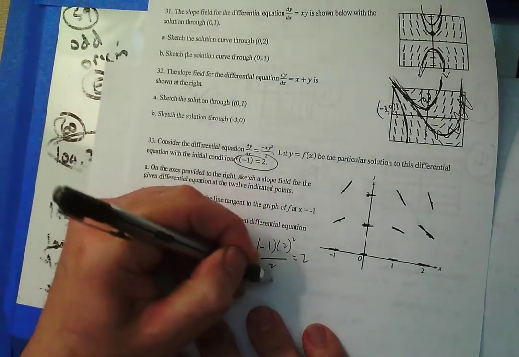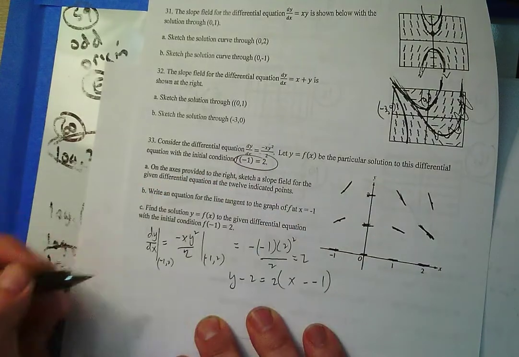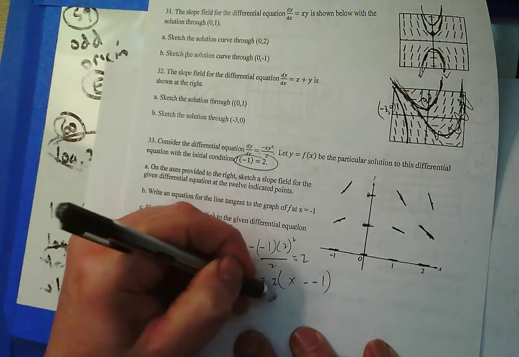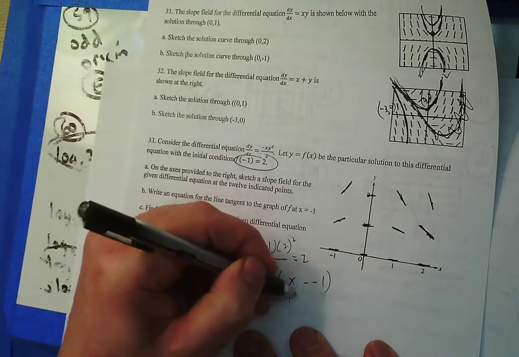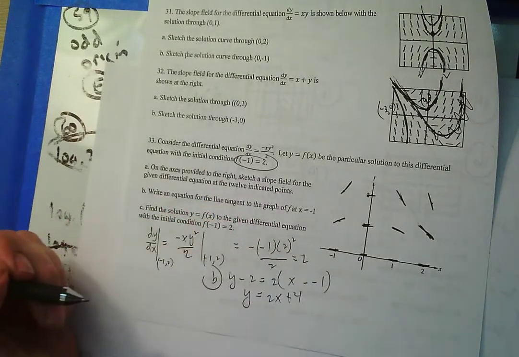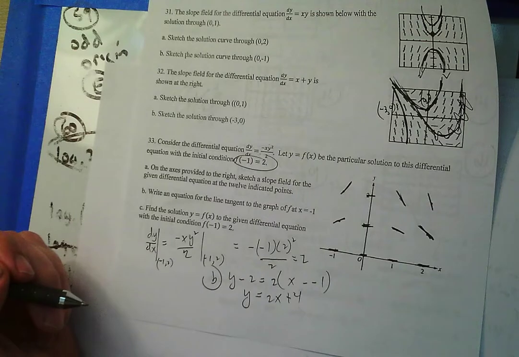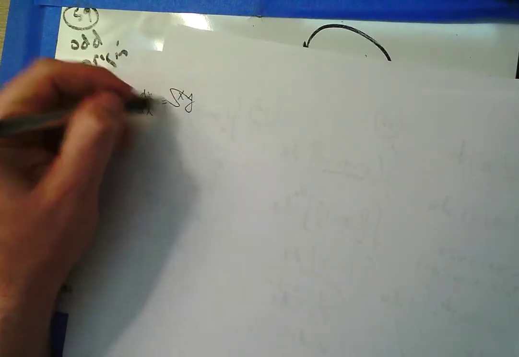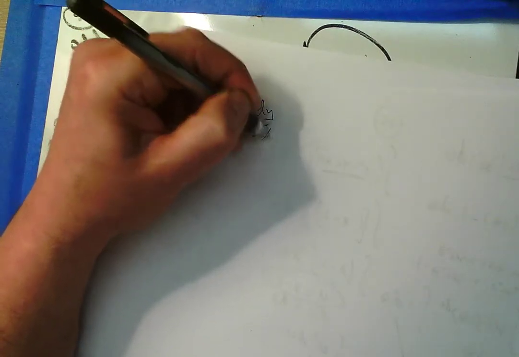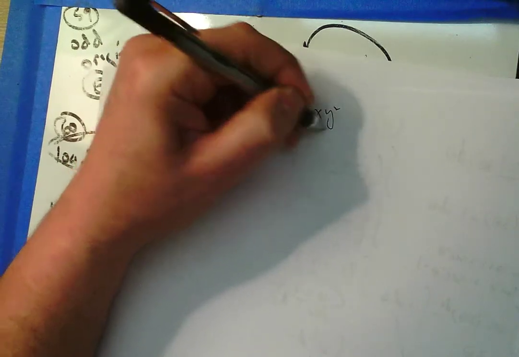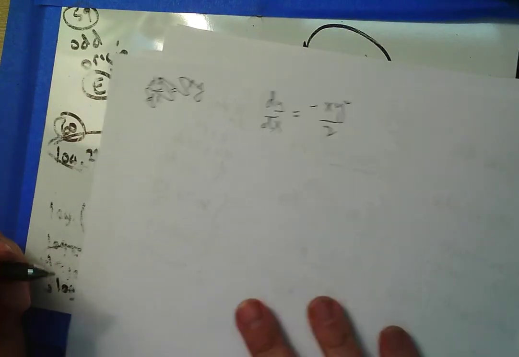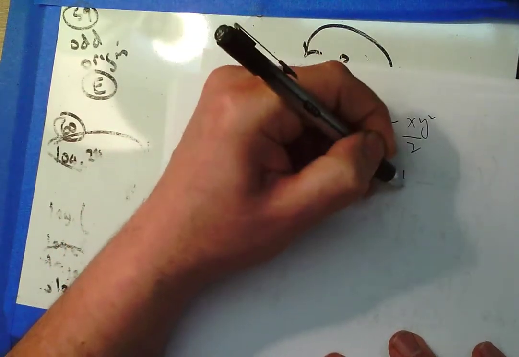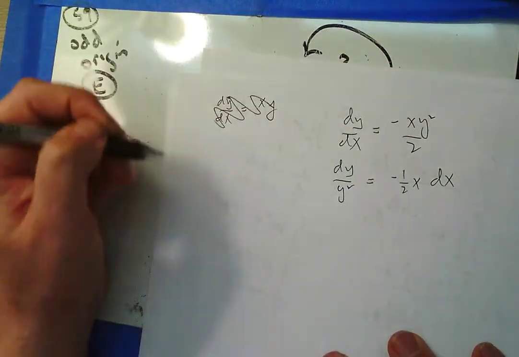So y minus 2 equals 2, x minus a minus 1 is my tangent line. If you want to tidy that up, you're welcome to, and you would have 2x plus 2 plus 2 plus 4 equals y. That would be our tangent line to the antiderivative at the point negative 2, 1. And finally, they want the particular solution to this. So we know that dy dx equals negative xy squared over 2. I'm going to do the separation of variables. So I have dy over y squared equals negative 1 half x dx.